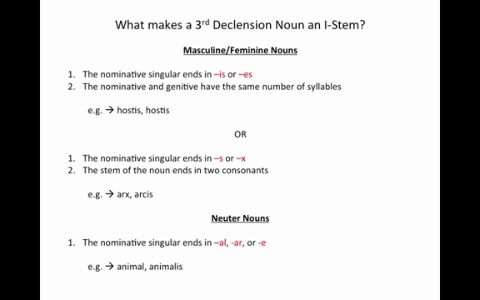The other case is, and mostly with the feminine, though there are a few masculine exceptions, the nominative singular ends with an s or an x, and the stem of the noun, once you cut the genitive ending off, ends in two consonants, here arx, arcus. And for neuter nouns, if the nominative singular ends in -al, -ar, or -e, such as animal, animalis.